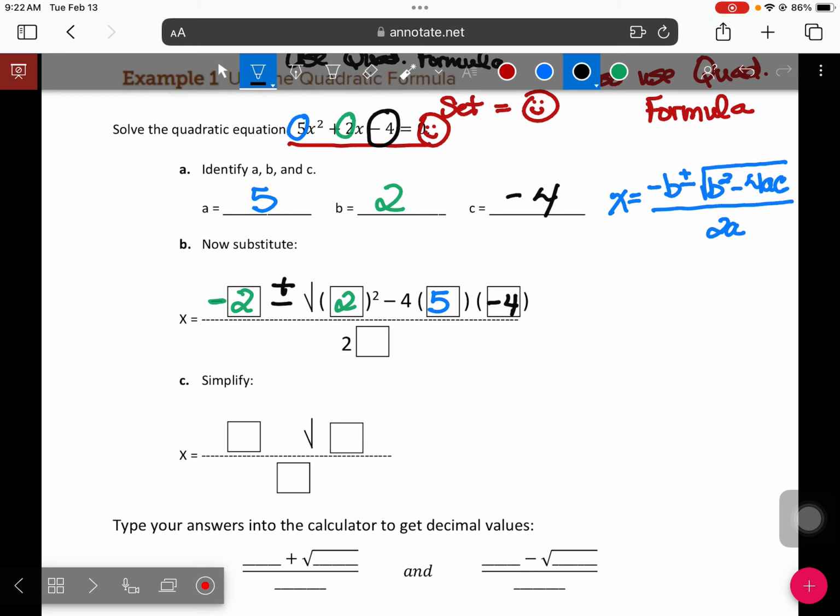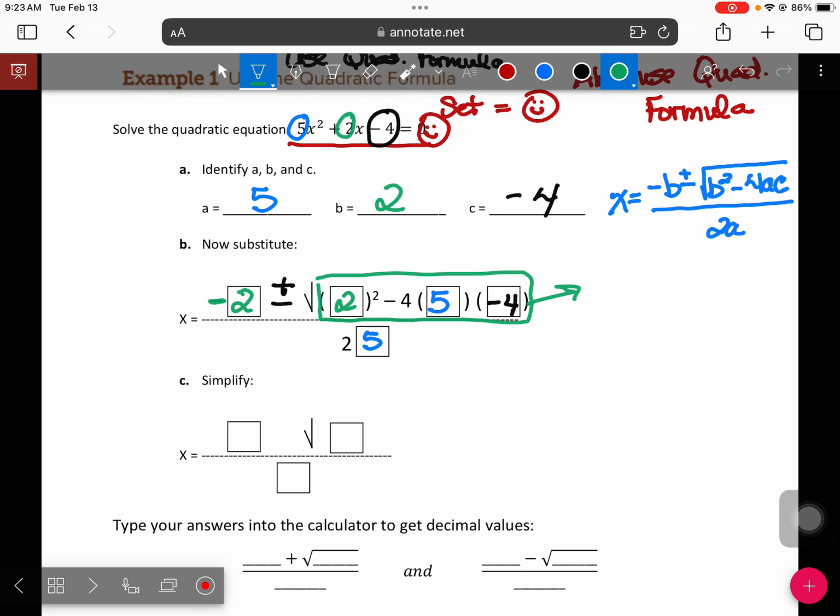All divided by 2 times A, which is 2 times 5. All right, once you substitute that in, I'm going to change things up a little bit. I had a teacher just give me a tip because this is hard for kids. This is hard for you as students. We are just going to focus on the discriminant right now. Just the discriminant, okay? So put a little arrow over and we're going to figure this out.